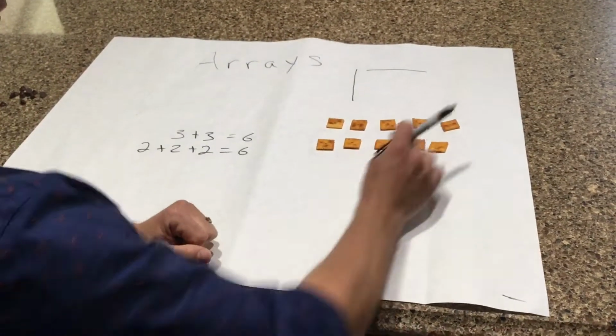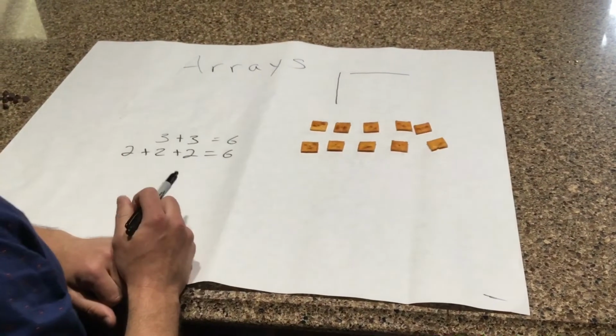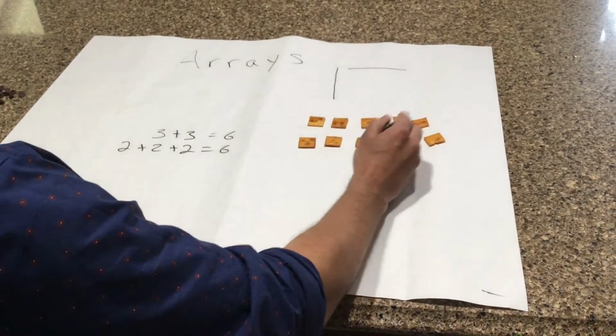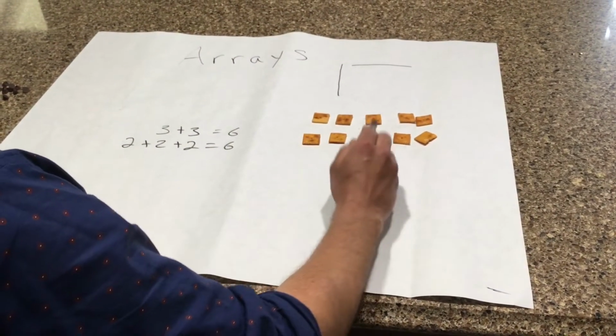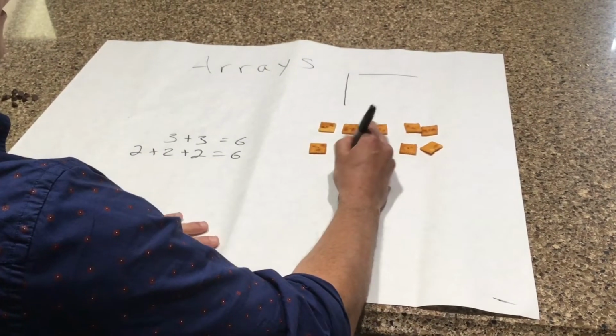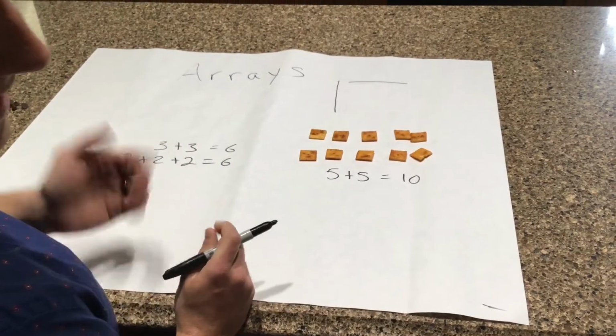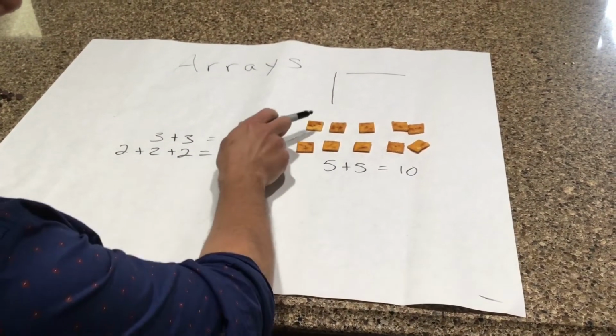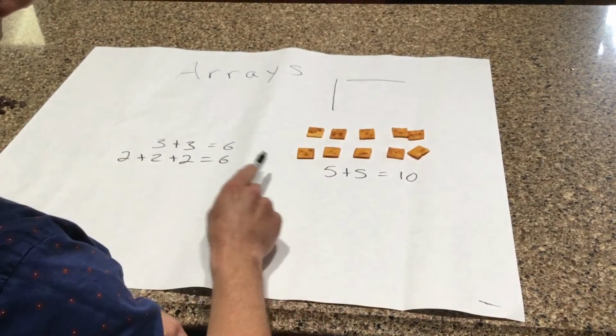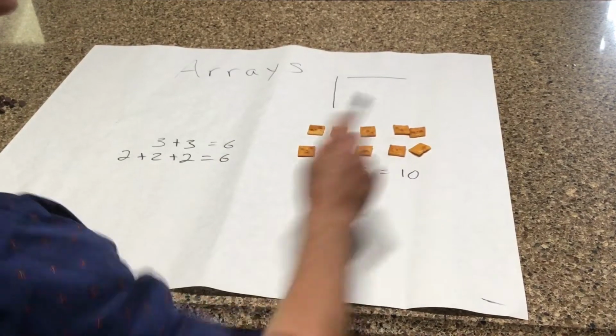So let's count our rows. We have 2 rows. 1, 2, 3, 4, 5. 1, 2, 3, 4, 5. Okay. 5 plus 5 equals 10. And I can double check by counting them individually. 1, 2, 3, 4, 5. 6, 7, 8, 9, 10.